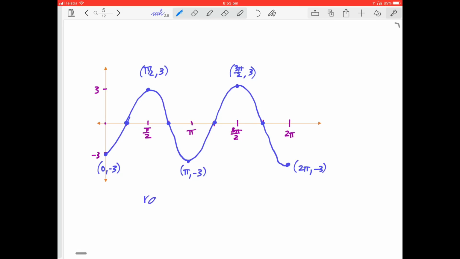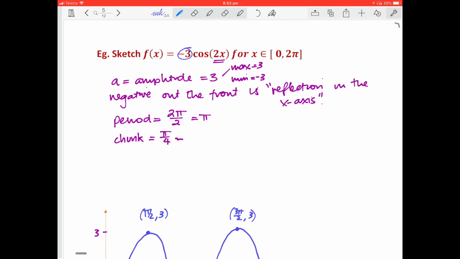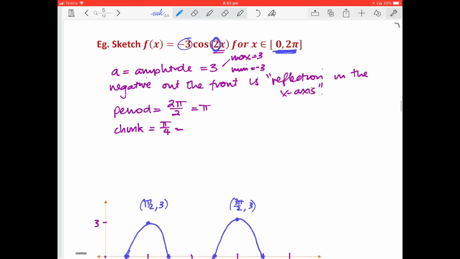Our range is y as an element of, what's our lowest value? -3. Our lowest value is -3, maximum value is 3. Our period is pi. Because there's a 2 out the front, that means that we expect to do 2 full cycles between 0 and 2 pi.